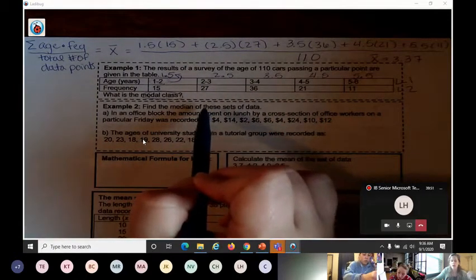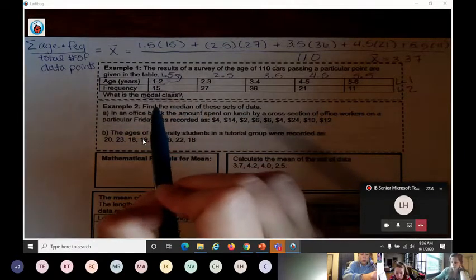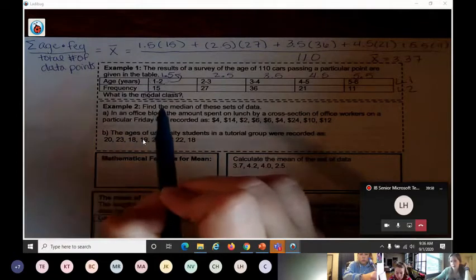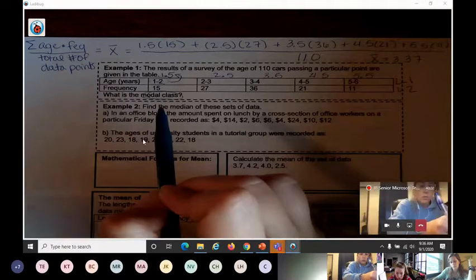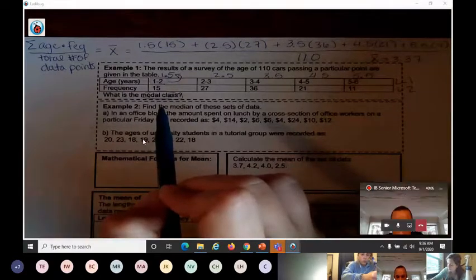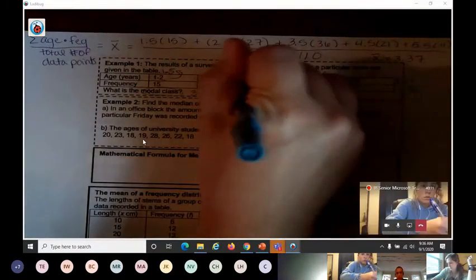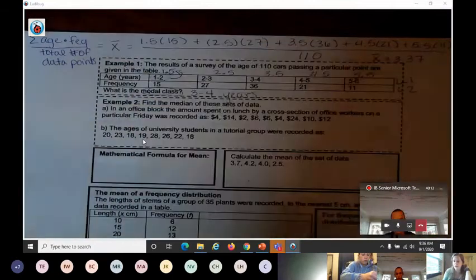So what would be the modal class for this particular data set, Ted? Which one had the highest frequency? 3 to 4. Yeah, 3 to 4 years. Very good. Okay, what questions do you guys have on that example?